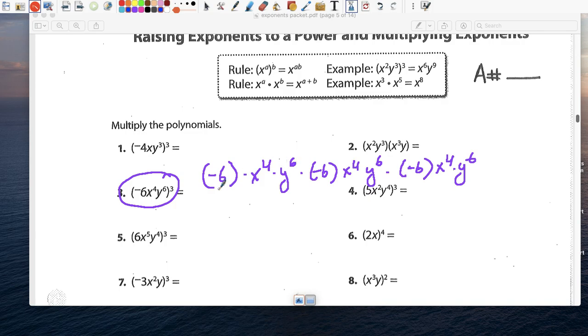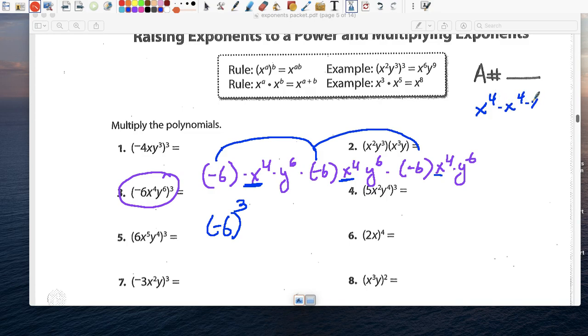Now I can multiply the coefficients, the negative 6 times negative 6 times negative 6. Let me leave it in exponential form. Right now, it's negative 6 to the third power. The x's, well, it's x to the fourth, x to the fourth, and x to the fourth. So I have x to the fourth power times x to the fourth power times x to the fourth power, which gives me x to the 12. And then we have y to the 6 times y to the 6 times y to the 6, and that gives me y to the 18.